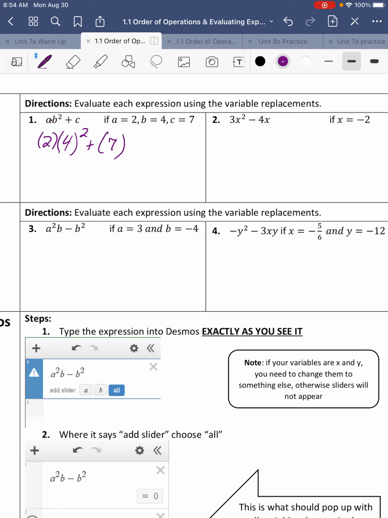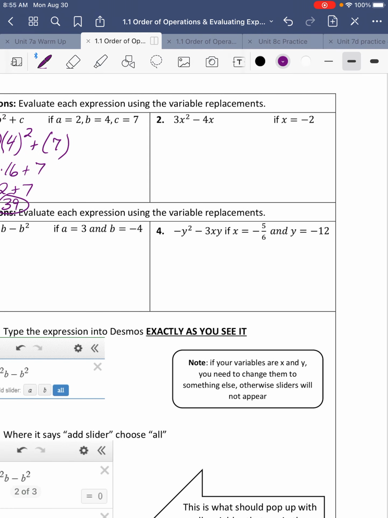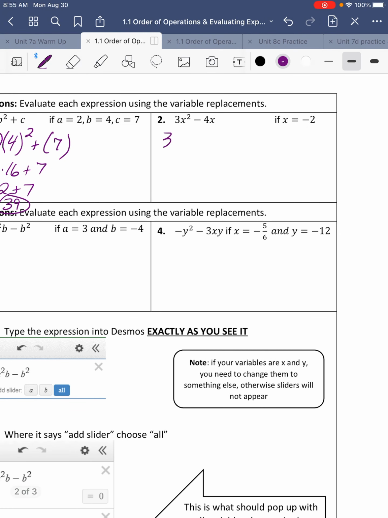The next thing would be exponents. We have 4 squared. The 2 is multiplied times 4 squared, so the 2 is not involved with the exponent, just 4. So we have 2 times 4 squared is 16 plus 7. We have multiplication and addition, so order of operations, PEMDAS, so we have multiplication, so 2 times 16 is 32, plus 7 is 39.